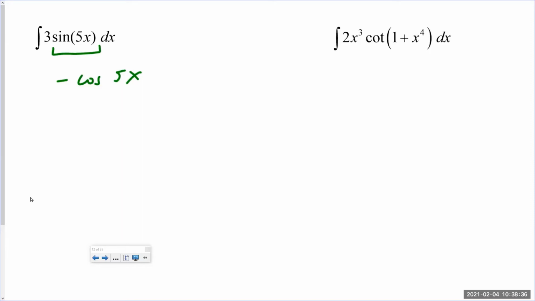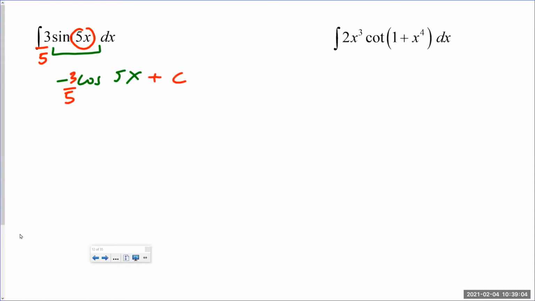Everybody good with that? Now here's where students go wrong. You also have to divide by this derivative. If you're going to use a shortcut, you have to know all the parts, because with the shortcut, you have to manually go in and divide by u prime. So this is your u. What's u prime? 5. So you have to divide whatever is over here by 5. So what's this answer going to be? Negative 3/5 cosine 5x. Don't forget the plus C.